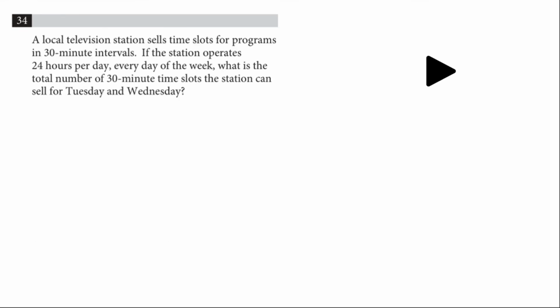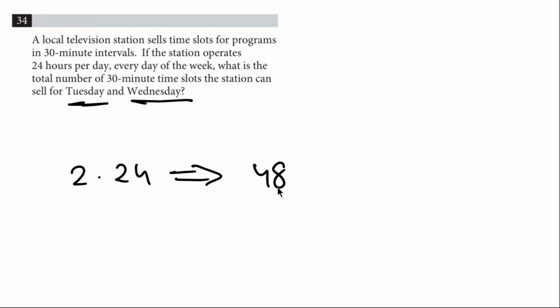A local television station sells time slots for programs in 30-minute intervals. If the station operates 24 hours per day, every day of the week, what is the total number of 30-minute time slots the station can sell for Tuesday and Wednesday? Now you should understand, Tuesday and Wednesday, that's 2 days. That's 24 hours. So 2 multiplied by 24 gives us 48 hours in total.